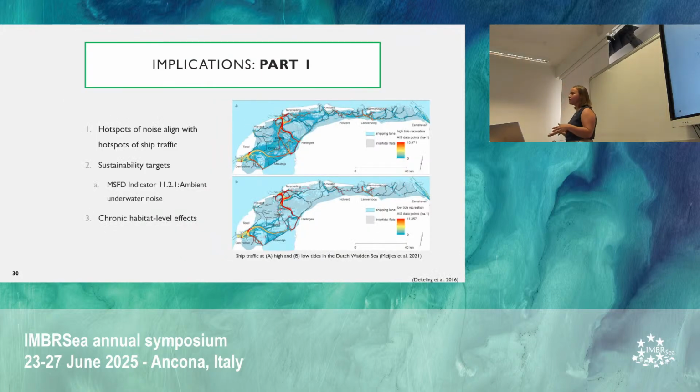The implication is that I thought it was really interesting that the hotspots of noise aligned with hotspots of ship traffic, which in the Wadden Sea is highly dependent on tidal action and where the tides allow ships to pass. I also thought it was interesting that across the entire Wadden Sea, there were very few received level cells that were below or at the ambient underwater noise level, which is not in line with the Marine Strategy Framework Directive and these sustainability targets. This could indicate that there are more chronic habitat-level effects happening within the Wadden Sea.